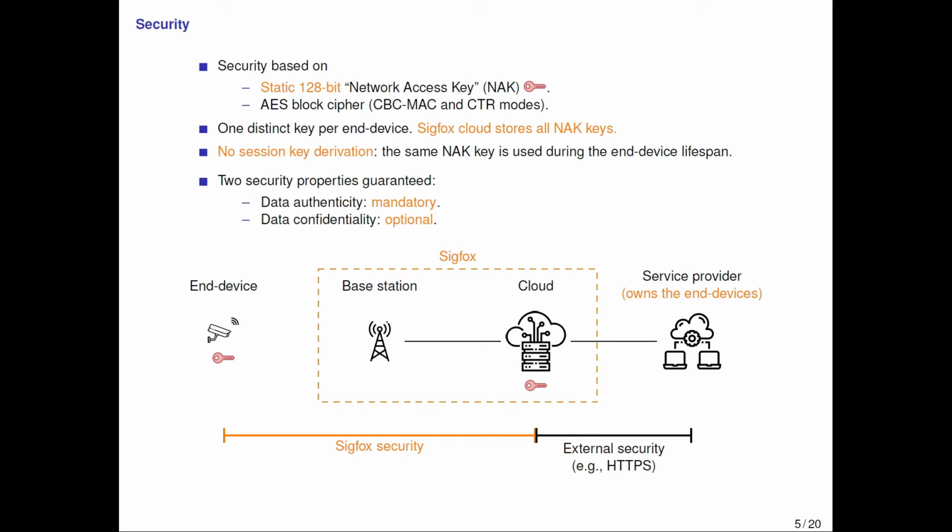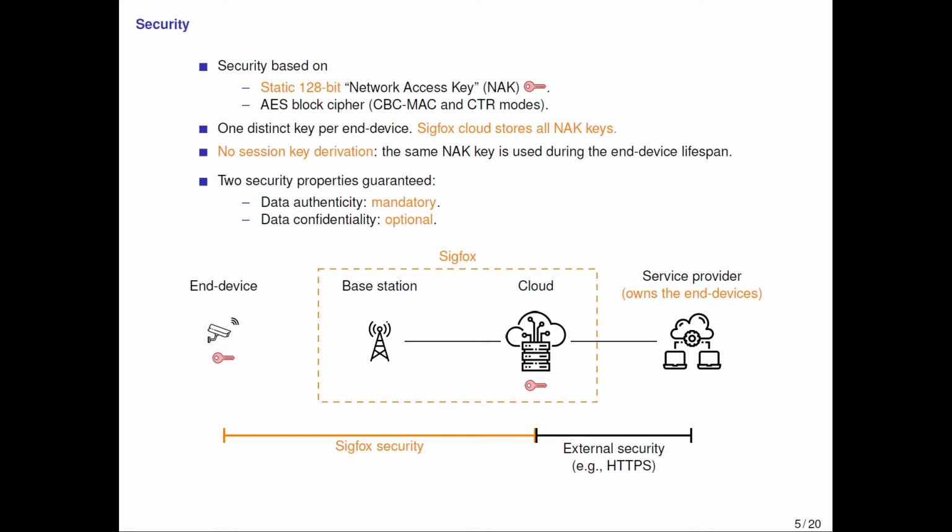Now we are going to present the security mechanisms used in Sigfox. So security is based on a static key called network access key. Each end device shares a distinct NAC key with the cloud. The latter stores the NAC keys corresponding to all Sigfox end devices. The 128-bit NAC key is used during the lifespan of the end device. It is never changed and there is no session key derivation whatsoever.